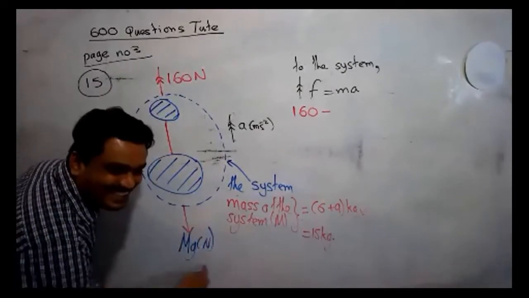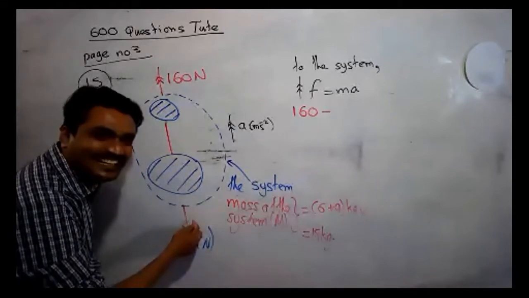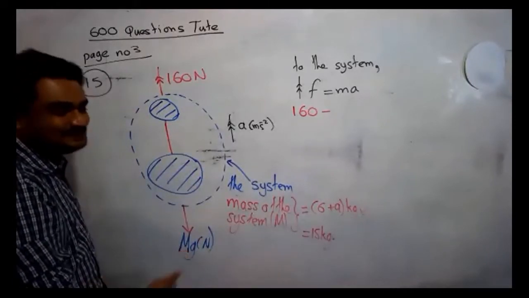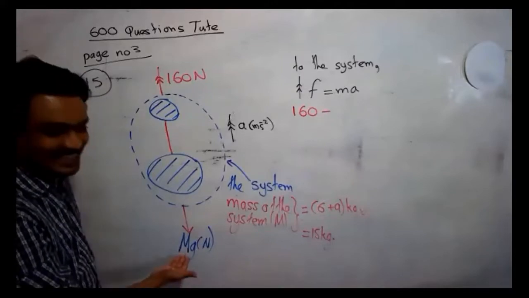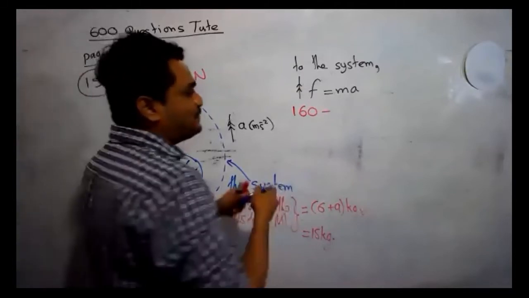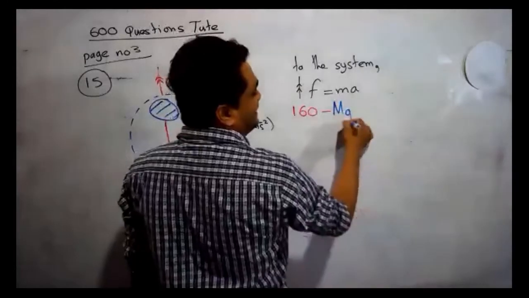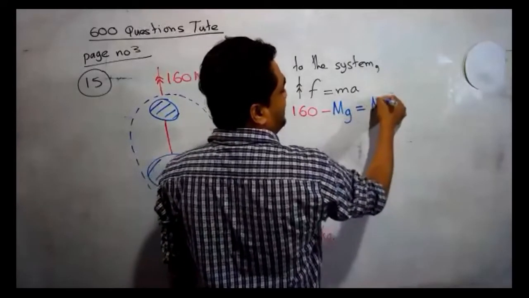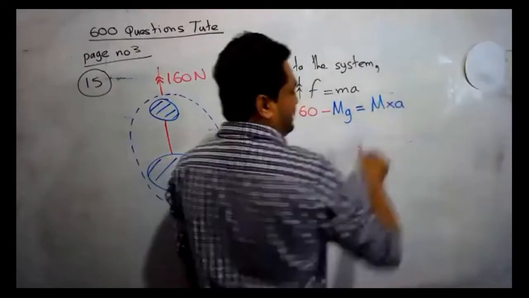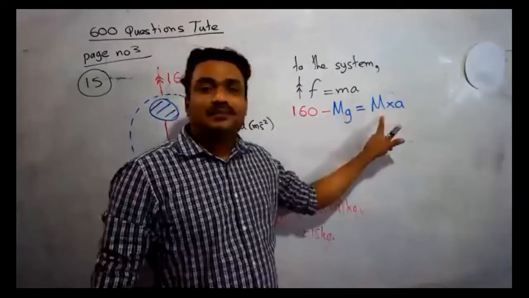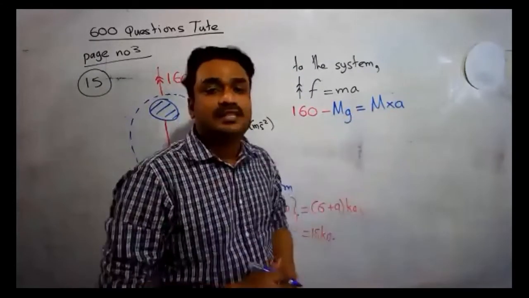What is this? Sir, 150. Capital Mg. The downward force is capital Mg. I wanted to indicate capital M. Mass is capital M, acceleration is a. Capital M is the total mass of the system.